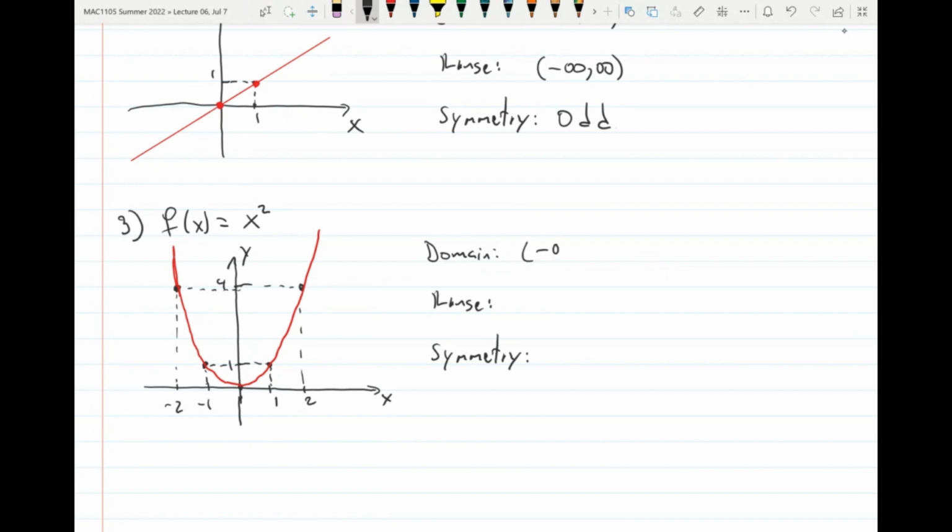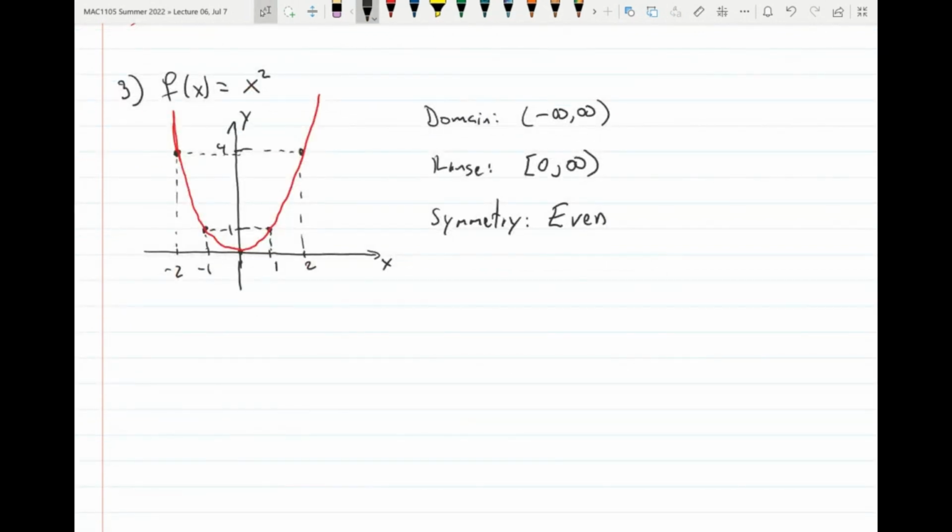Negative infinity to positive infinity. Range? 0 to infinity. Here we need to include 0. What's the symmetry? It is an even function. Okay, good. So then the other one is the cubic function.